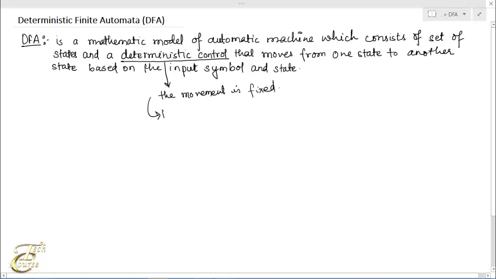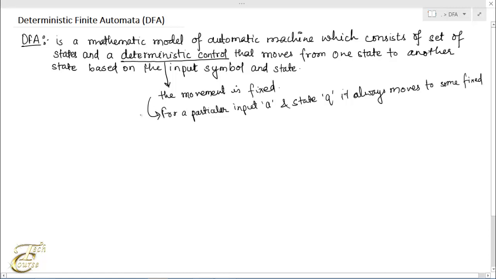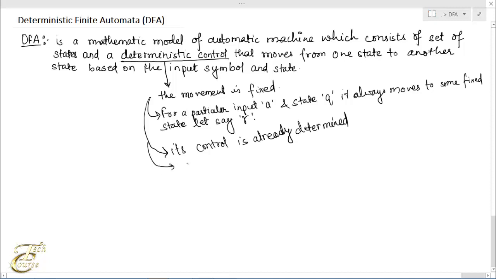That means for a particular input, let's say A, and state, let's say Q, it always moves to some fixed state, let's say R. That is, it has no choices. We can also say that its control is already determined, and a DFA can't be in more than one state at any time.